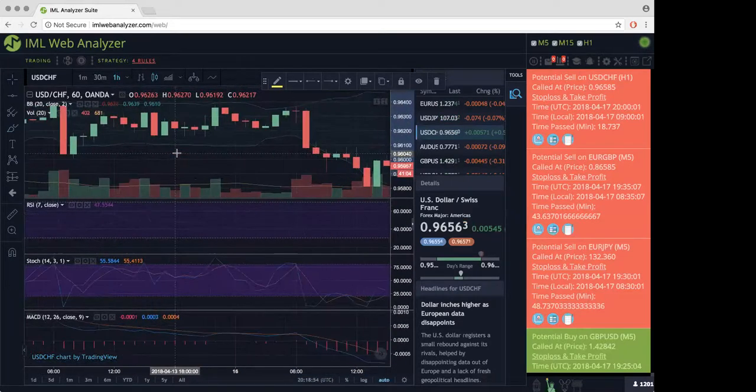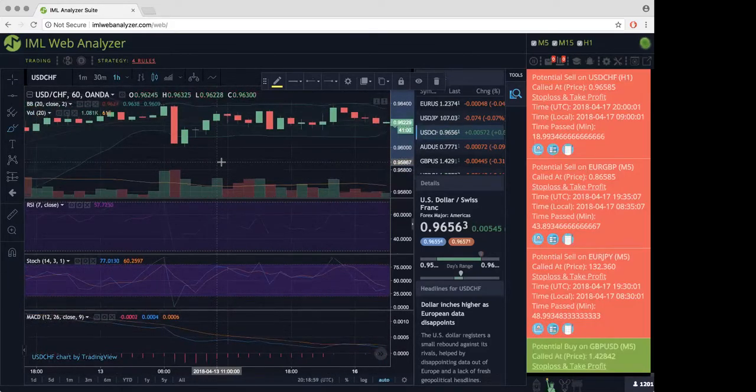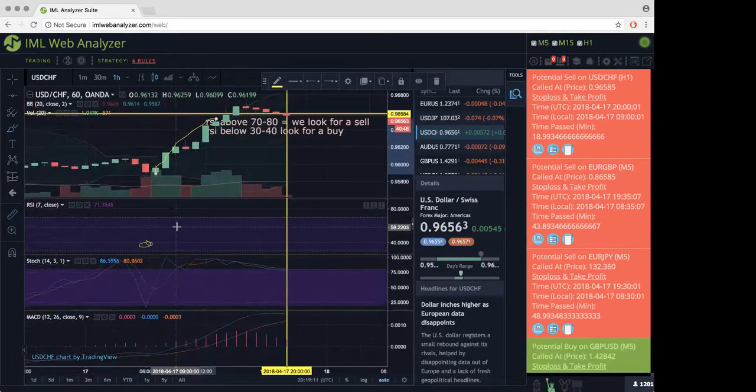We'll scroll back in time and check it out again. RSI at this time was around 69. It shoots down all the way to below 30 and goes all the way back up again. Okay? That's the first thing we look at, the RSI.